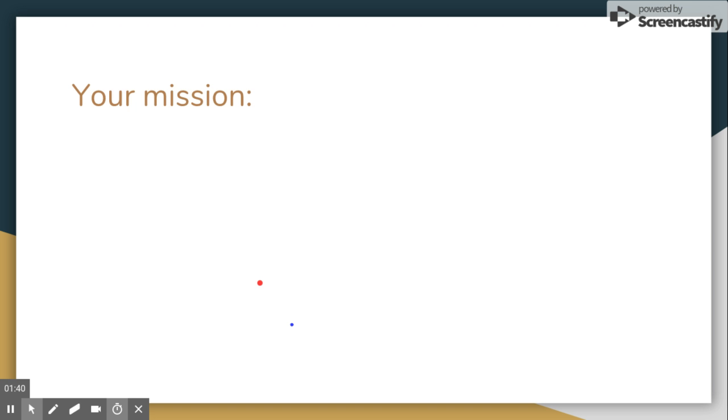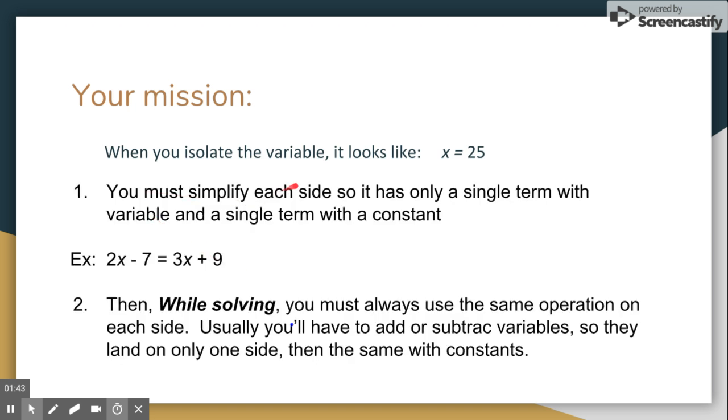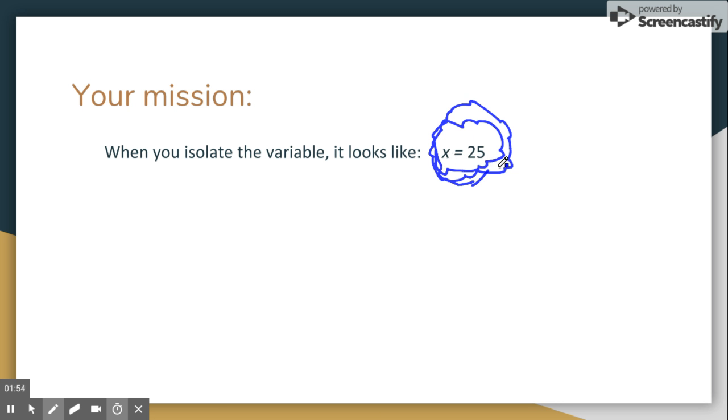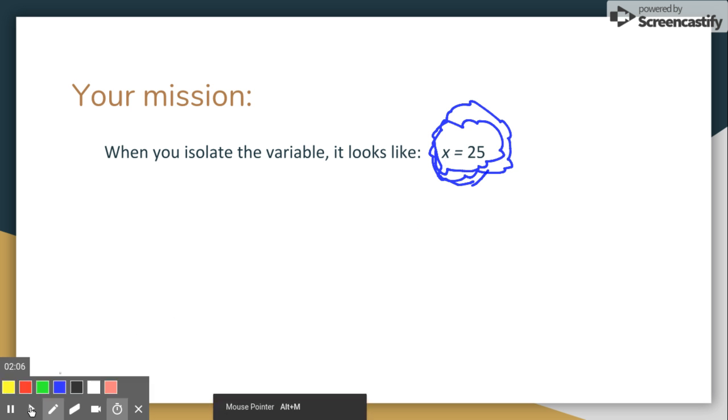As I mentioned in the last slide, when you isolate the variable, it's going to look something like this, x equals 25, where you now know exactly what x equals, in this case 25. And I just found that it's really difficult to make nice curvy things with your mouse. But anyway, that's your goal when you're trying to isolate the variable, is to literally find out what x equals.